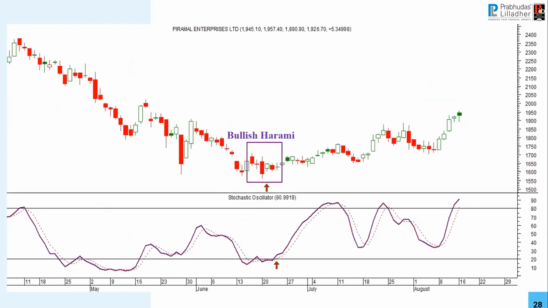Here is again a bullish harami, supported by the stochastic indicator. How beautifully, such a smooth run, no confusion, no complication. If you know your work well, simply use the rules and go through it. It is all about patience. The market is all about, first of all, discipline. Your trading rules have to be very much in place.